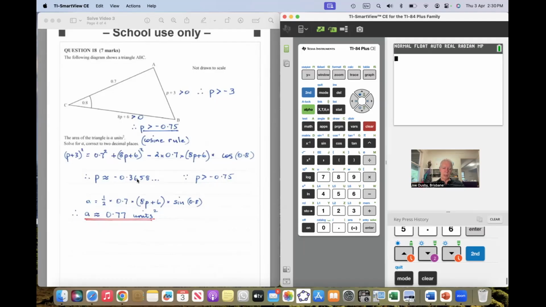And of course, at this stage, my calculator knew that the value of P was actually this. So plus 6, times sine of 0.8. And of course, the calculator had to be in radian mode because the 0.8 wasn't in degrees, it had to be in radians. And so the answer came out that the area was in fact 0.77 square units.